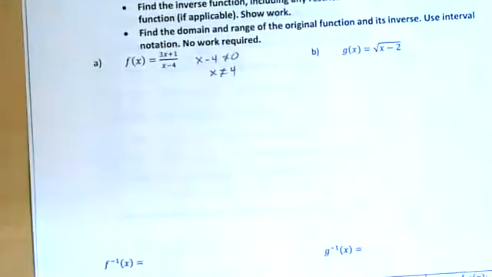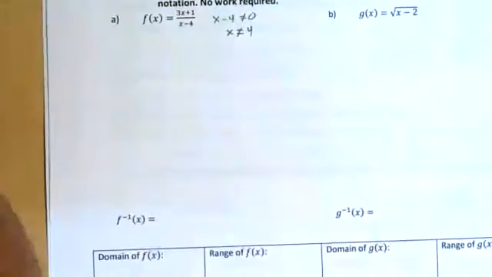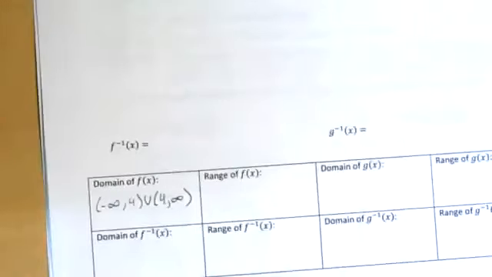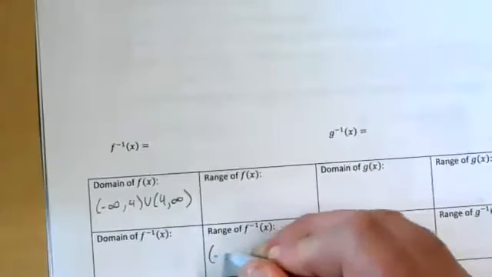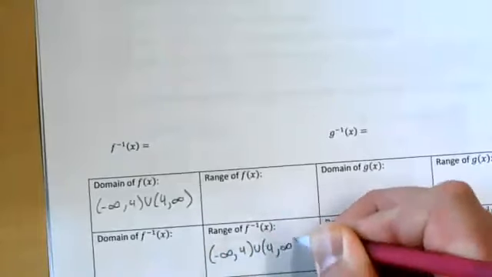So my domain is going to be negative infinity to 4. Yeah, I can't fit that all on there. That's all right. Negative infinity to 4, and then 4 to infinity. And if that's the domain of the original, then it must be the range of the inverse. So I'll go ahead and put that in there. Negative infinity to 4 and 4 to infinity.